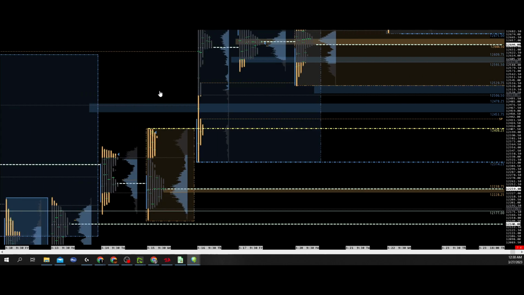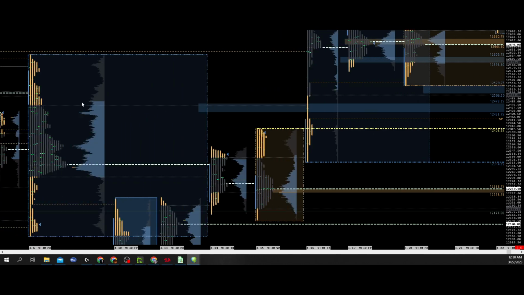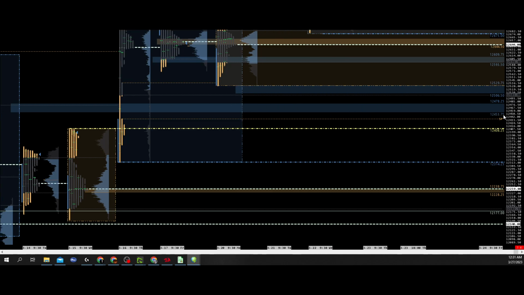But I keep this top of value marked because we haven't tested it. We haven't back tested the top of balance and value, from TPO value and volume value, since we left that, and really come back and tested it. So that's why 450 to 478 is on there.